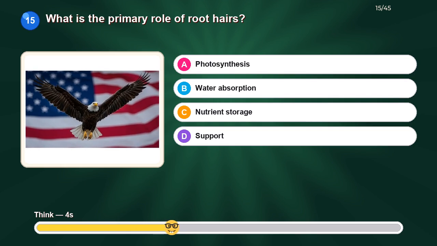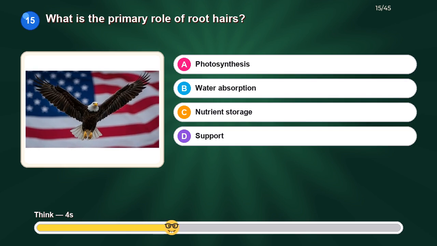Which type of placentation is characterized by ovules developing on the inner wall of the ovary? Option A, marginal. Option B, axile. Option C, parietal. Option D, basal. The correct answer is parietal.